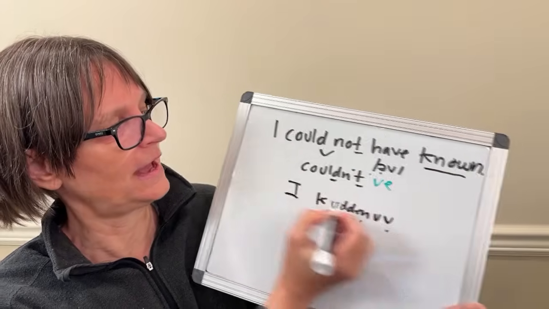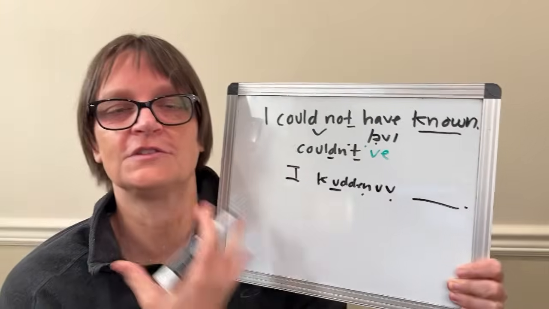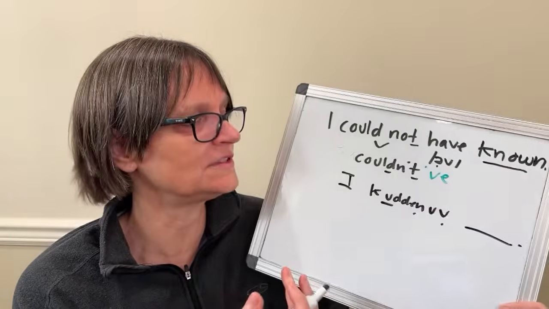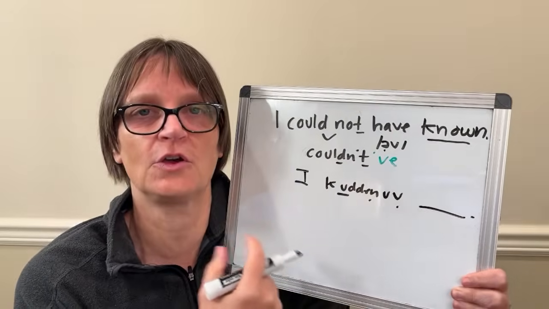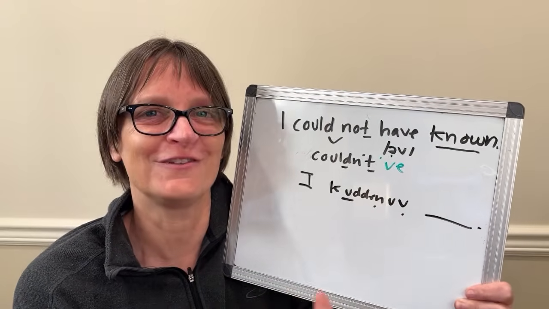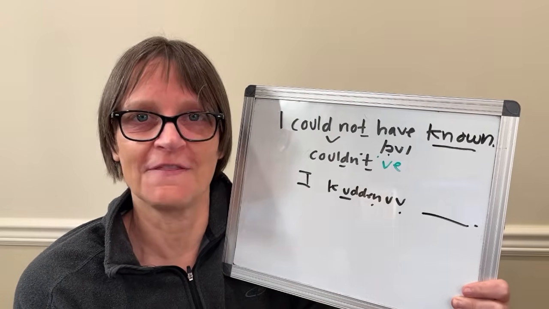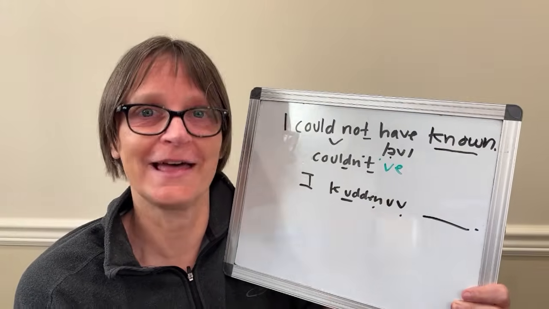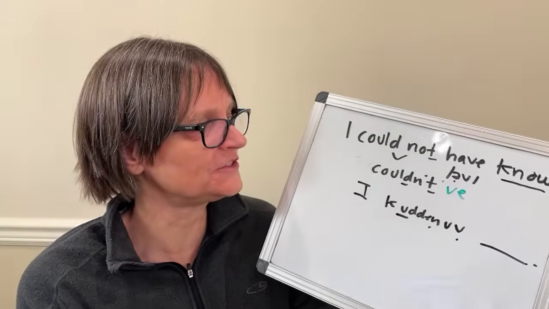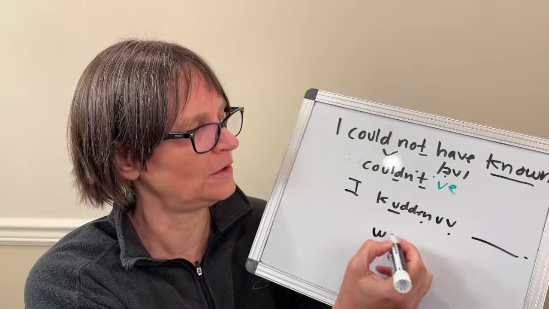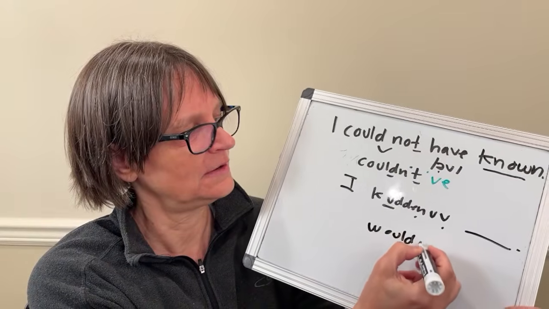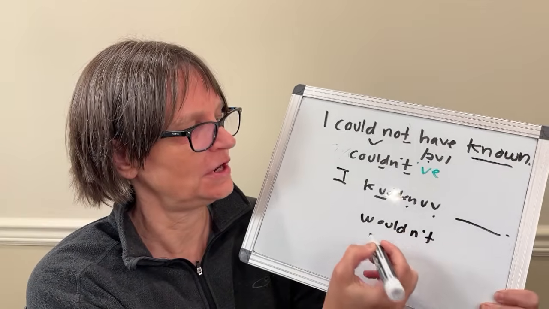So "I couldn't have known" is our main phrase, but we can do the same thing with other verbs. "I couldn't have been there. I couldn't have told you. I couldn't have done that. I couldn't have cared less," etc. Same thing then with "wouldn't have," "shouldn't have."